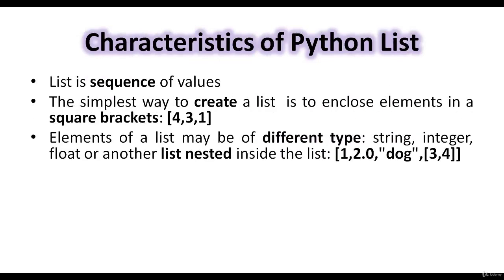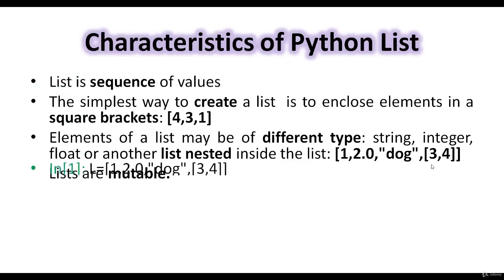Elements of a list may be of different types. In the earlier example, all elements were integer type, but elements of the list can be a mixture of string, integer, float. Like in this example, the first element is integer, second element is float, third element is string, and the fourth element is a list nested inside the list.